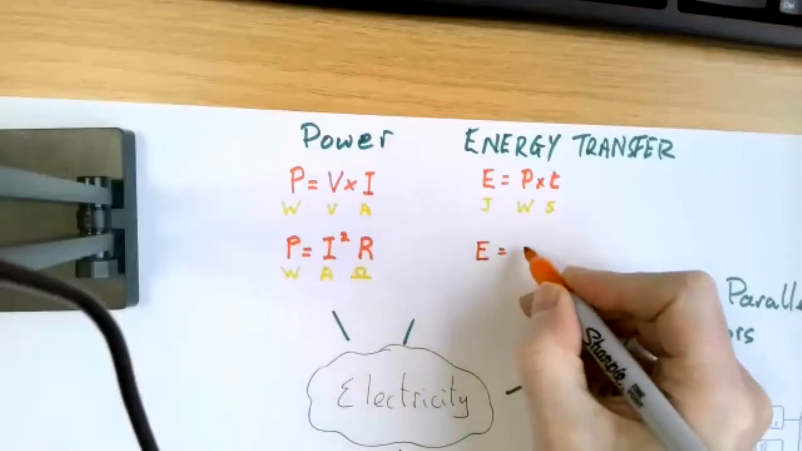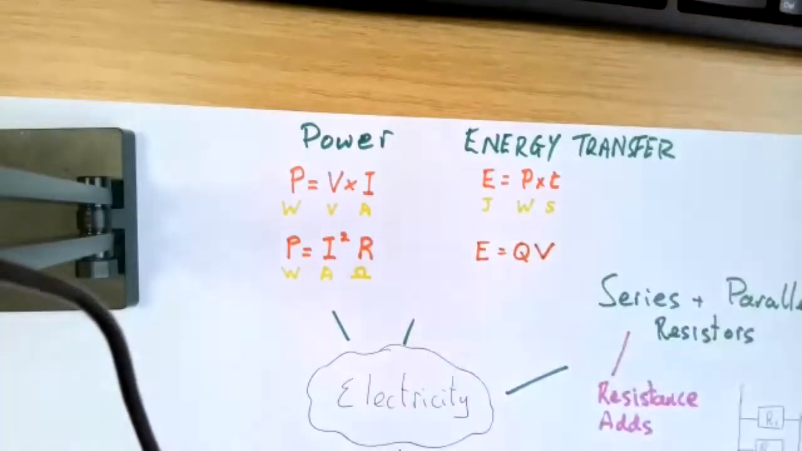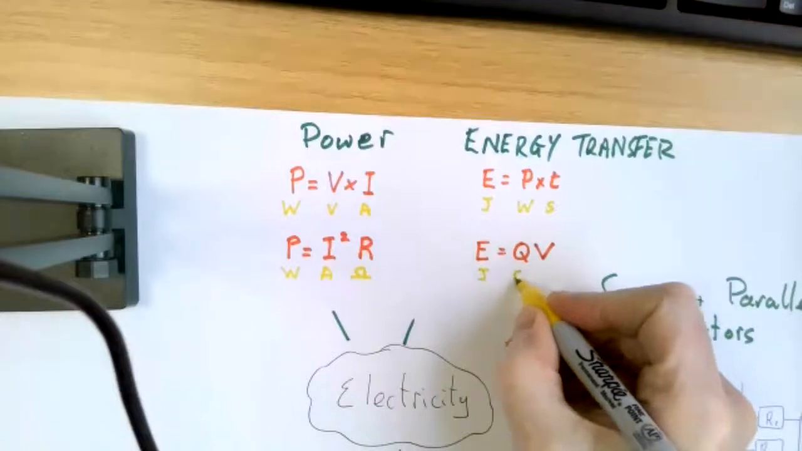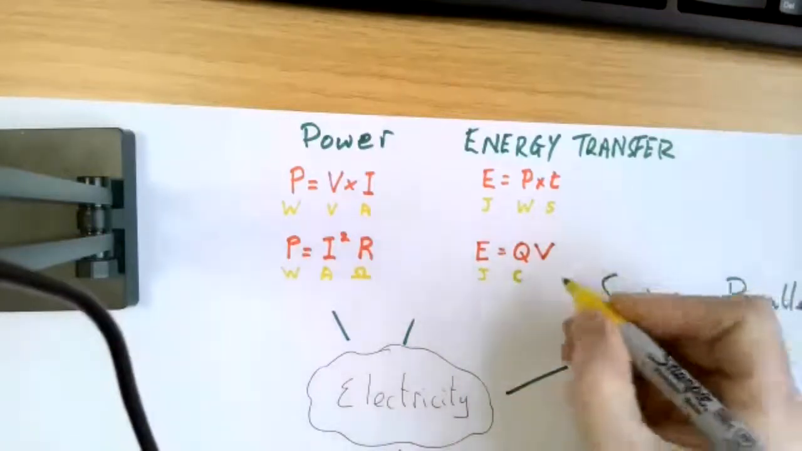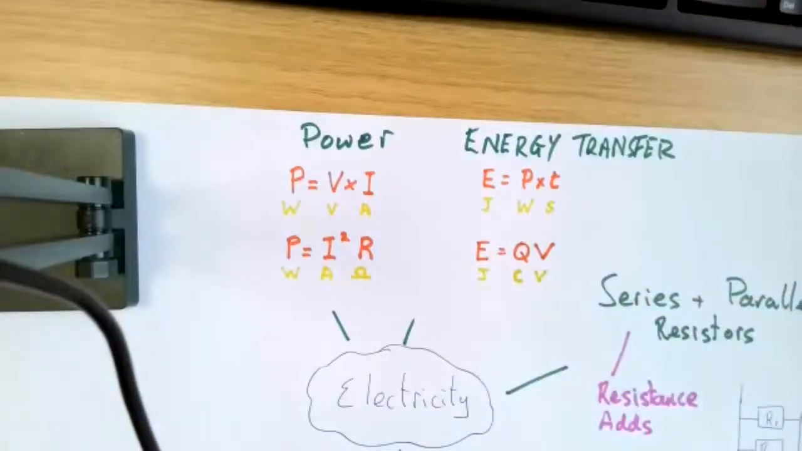And then we've got the equation which links energy, charge, and potential difference. E equals QV. Again, just make sure you know your units. Energy in joules. Charge is measured in coulombs. That's a capital C. A lowercase c looks the same as a capital, so that doesn't work. And the voltage is V.